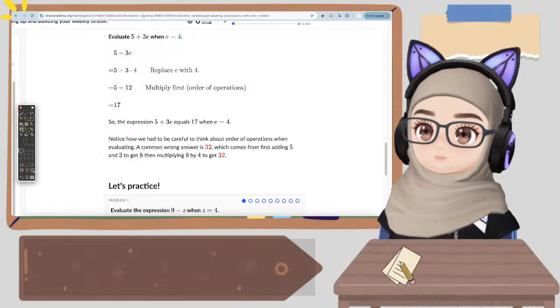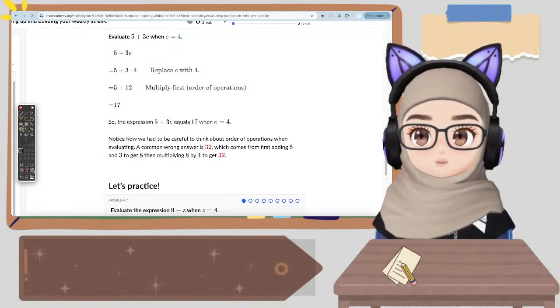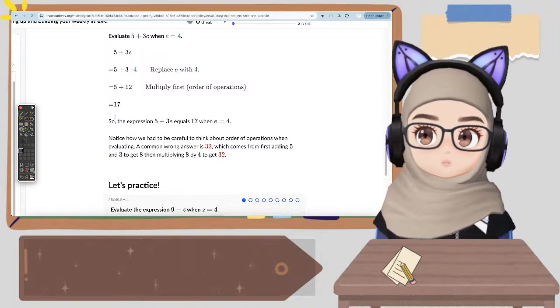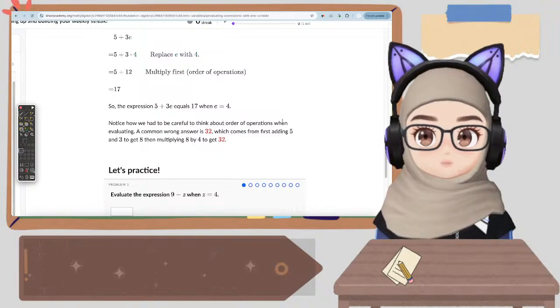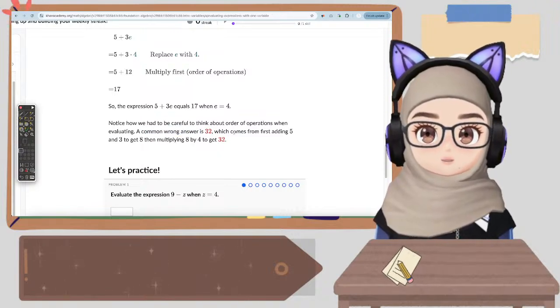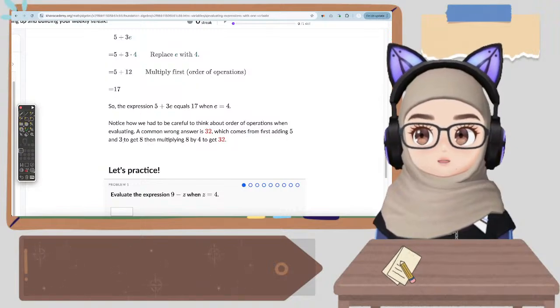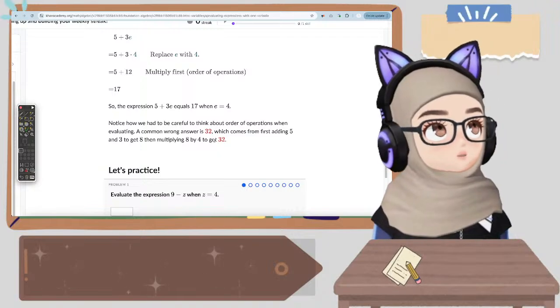Okay. So the expression 5 plus 3e equals 17 when e is 4. Notice how we had to be careful to think about the order of operations when evaluating. A common wrong answer is 32, which comes from adding 5 to 3 to get 8 and then multiplying it by 4 to get 32.